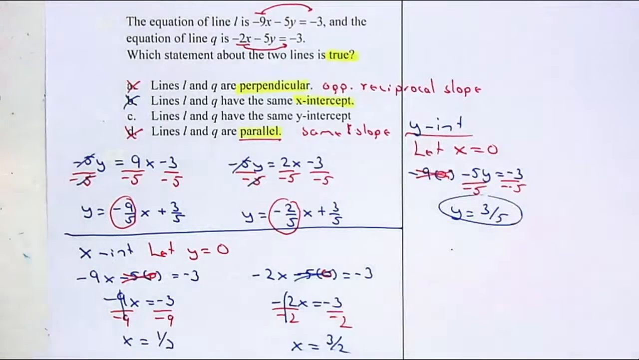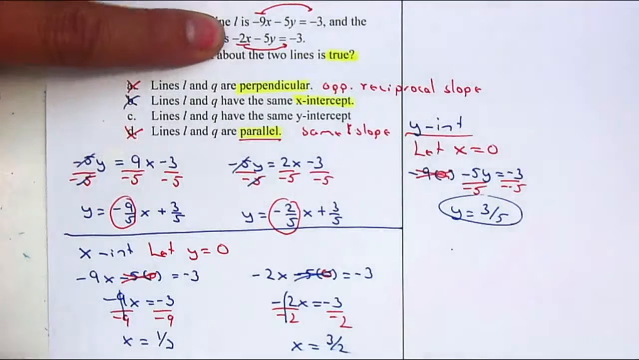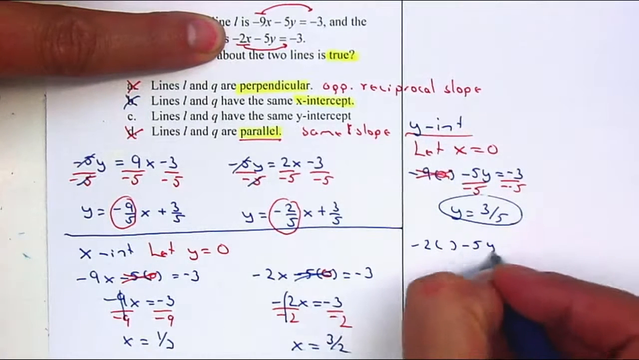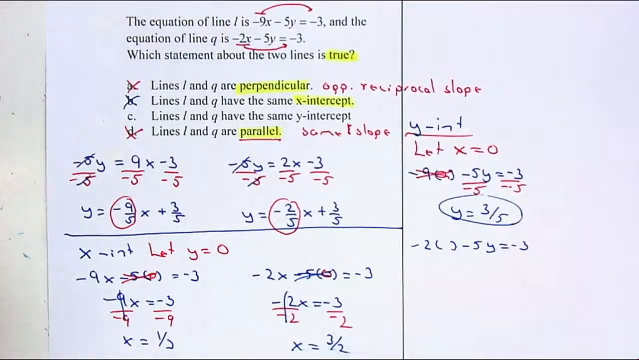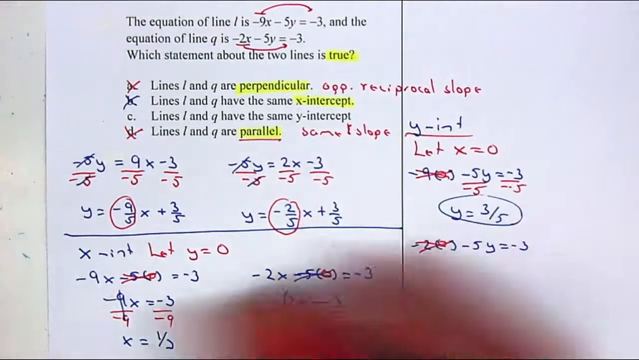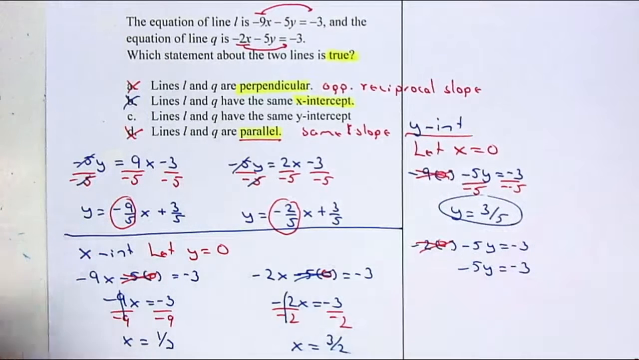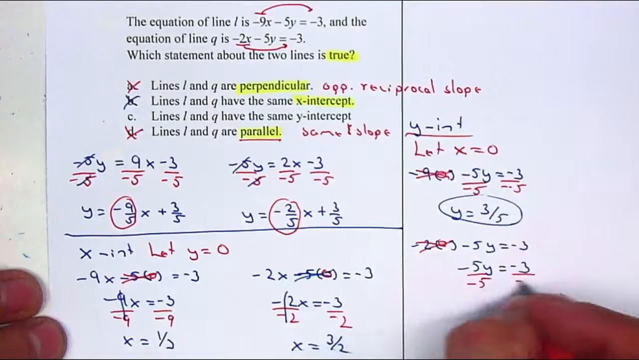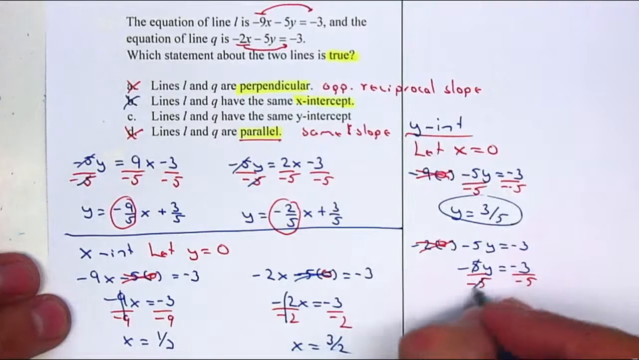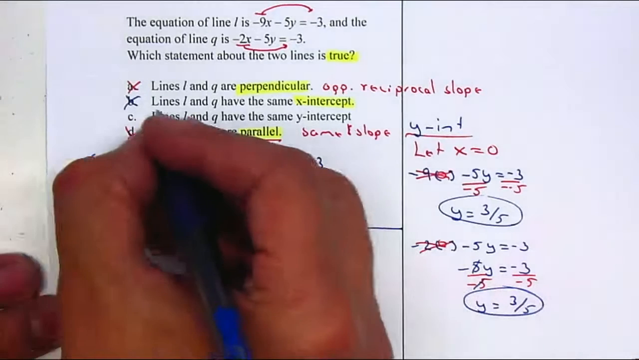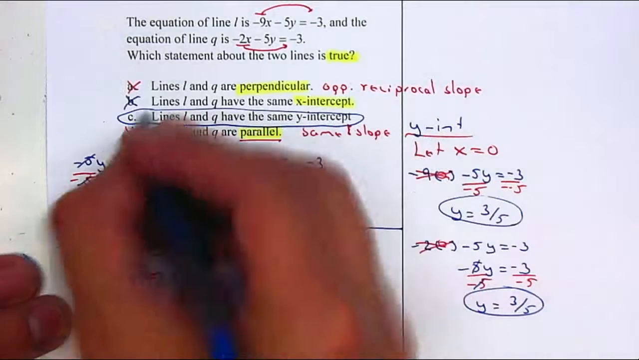We're going to do the same thing with the other equation. We're going to let x equal to 0. So we have negative 2x minus 5y is equal to negative 3. By itself, the x, we're going to plug in a 0. That cancels, so we have a negative 5y is equal to negative 3. Divide by negative 5. This cancels, so y is equal to 3 over 5. And they both have the same y-intercepts.